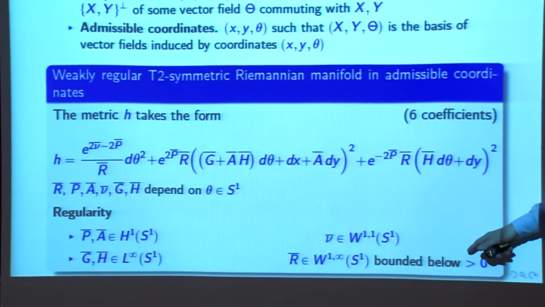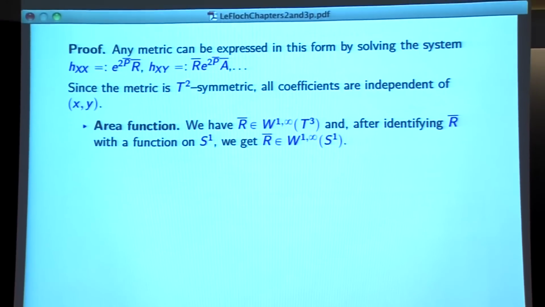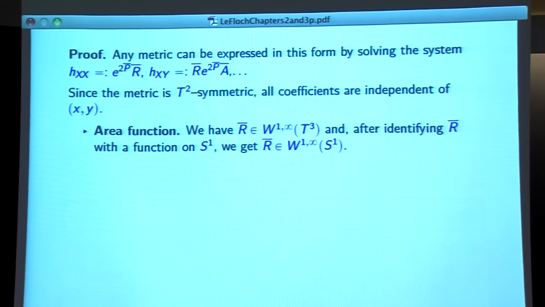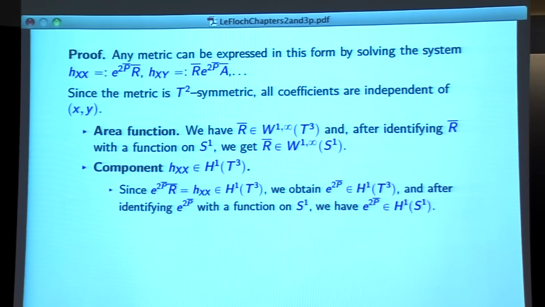Okay. So I need to explain a little bit of that, and I do it by computing. So for instance, for the area, we have assumed that the area was Lipschitz continuous. This was our assumption geometrically. It was in principle defined on T3, but we can identify this R bar and all the other coefficients of the metric with functions defined on S1 because of the symmetry. And therefore, we do get that R bar is Lipschitz continuous. So that's easy. Now, the component HXX is in H1.